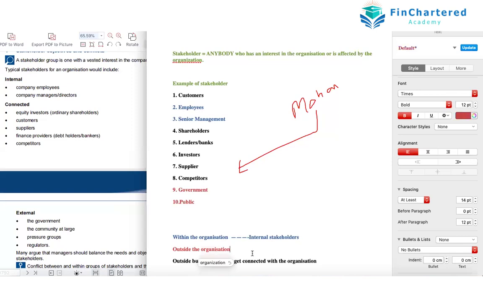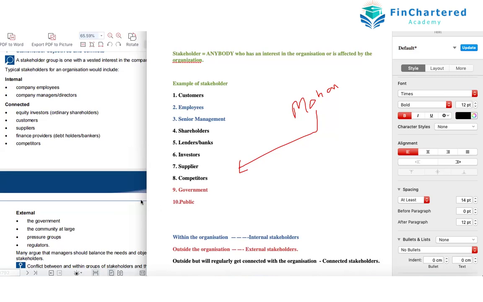Those people who are outside, government and public, these are external, they are outside, so they are external stakeholders. And the ones who are marked in black, they are outside but will regularly get in contact with us. They are connected stakeholders. Examples are there in black: customers, shareholders, lenders, suppliers, competitors.